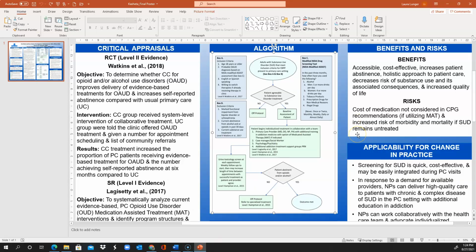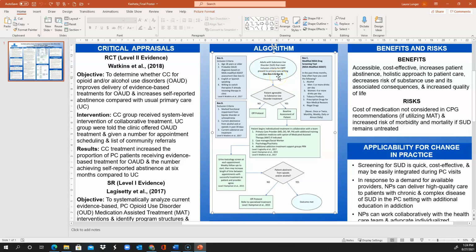So this is an example of a student that I had in the past. With her permission, I am sharing this. This is an algorithm that she's developed on substance use disorder. She started out with substance use disorder that met inclusion criteria for the evidence-based practice project, and they're presenting to a primary care office setting.